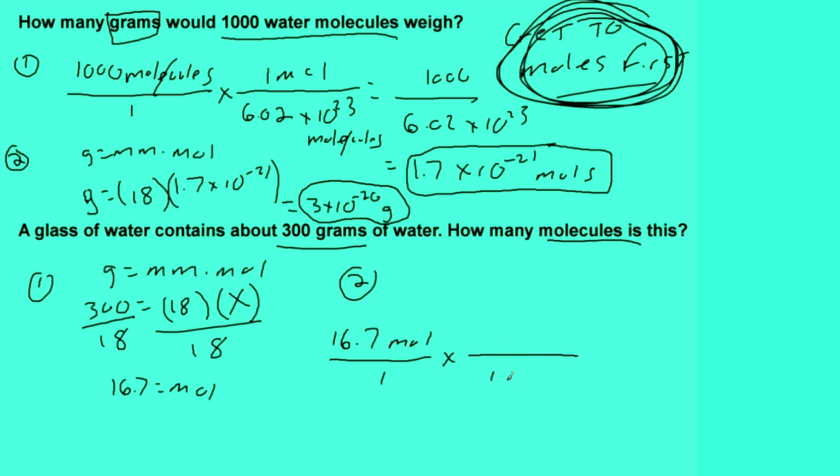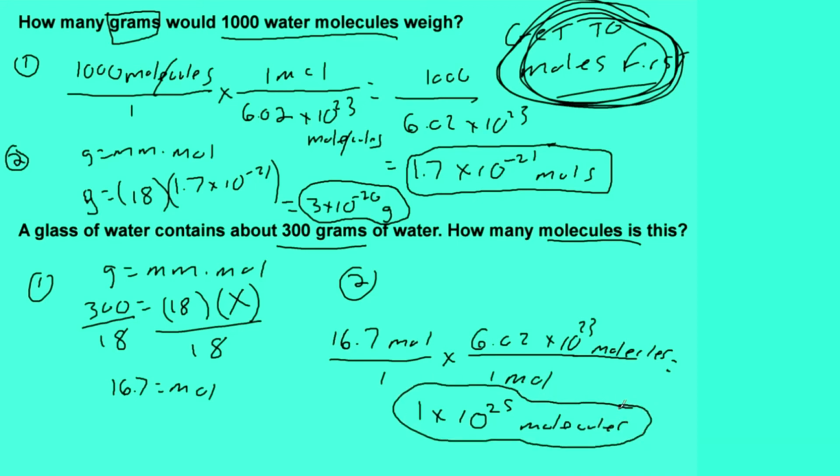Moles up top, 1 mole on the bottom is Avogadro's number, molecules. And this is going to come out to 1 times 10 to the 25 molecules. That's a lot of molecules of water. So there you go. 2-step problems. Now you can do it all.